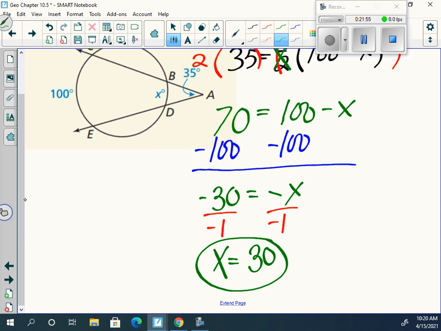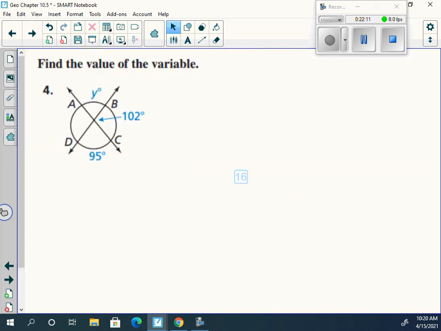So for this one here. Any other questions on any of these here? Find the value of the variable. Well, if we knew one of these two angles, we could find the value of y, yes?